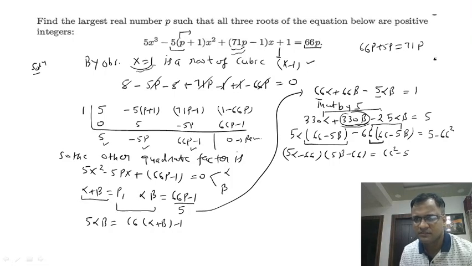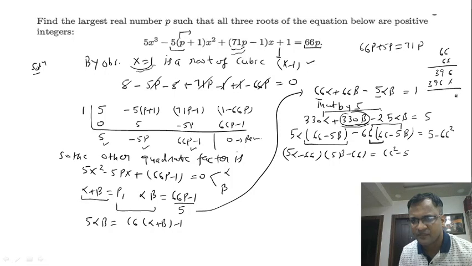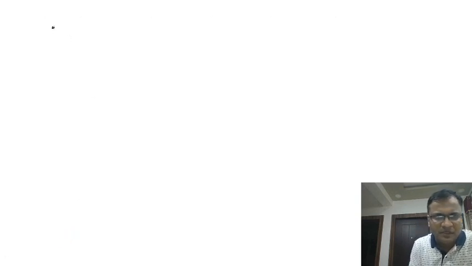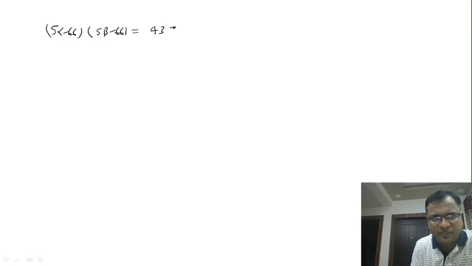But what is 66 squared? 66 multiplied by 66 is 4356. And 4356 minus 5 becomes 4351. Okay, move to the next page. So 5 alpha minus 66 times 5 beta minus 66 equals 4351.